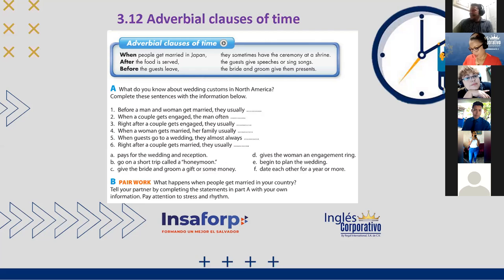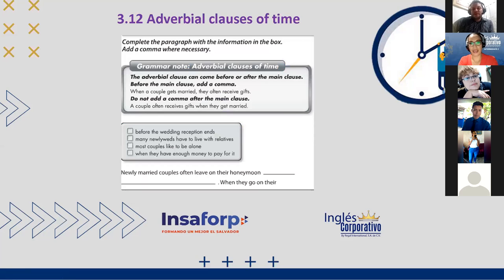So that's it. We're going to go to the next part. And we're going to continue practicing here. You're going to practice writing. Complete the paragraph with the information in the box and a comma where necessary. And we have a grammar note here to reinforce what we have discussed about the adverbial clauses of time. It is that an adverbial clause can come before or after the main clause. Before the main clause, add a comma.